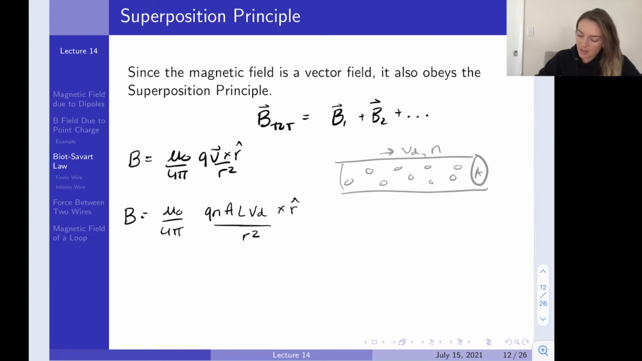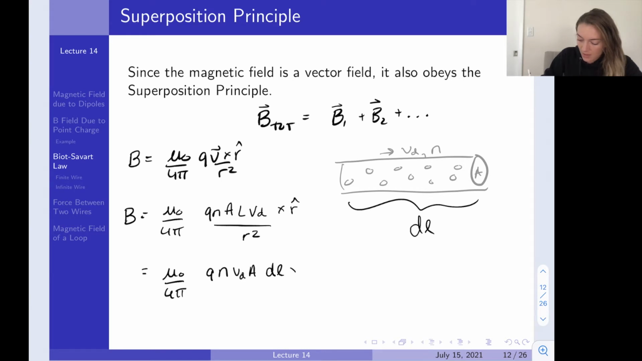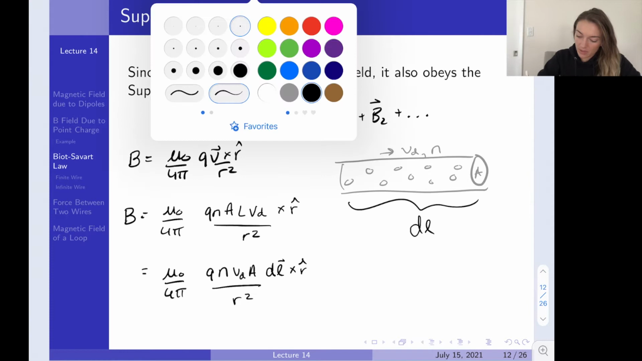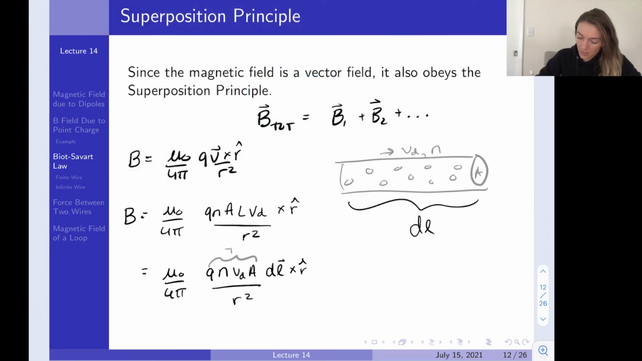And now if this is just some little differential element of wire, I can rewrite L as just dl since I'm going to want to integrate. So I can rewrite this as q n Vd A, and then I have dl crossed into r hat, where now this is my vector here, since Vd and dl are going to be in the same direction. So I can rewrite this now as my current, right? Remember, this is the expression for current.